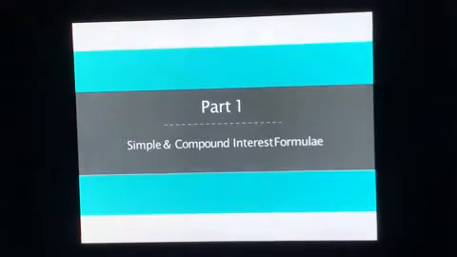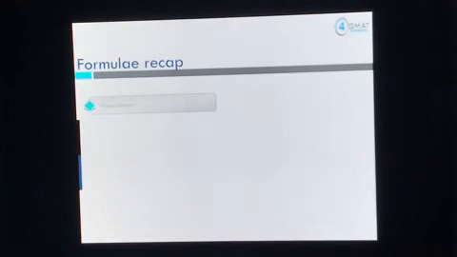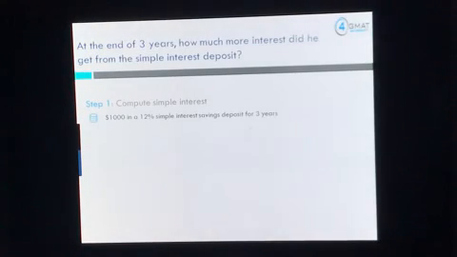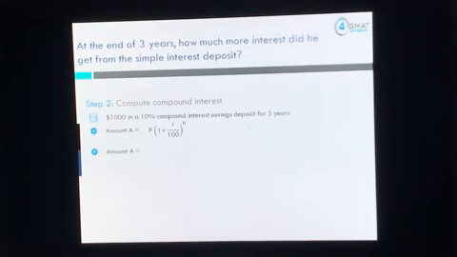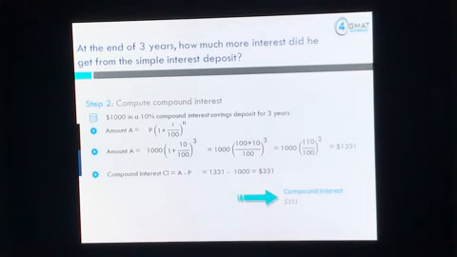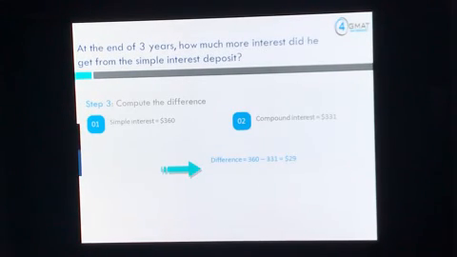Here are some more questions. You can calculate or practice these questions by yourself. Now here is a summary of the whole discussion that we have already done. This is about the simple interest, this is about the compound interest, and how the simple interest works. This is an example which shows the step-by-step working of simple interest and compound interest. If you have already understood our previous discussion, you can easily understand these examples. Now here is how you can compute the differences between simple interest and compound interest payments.